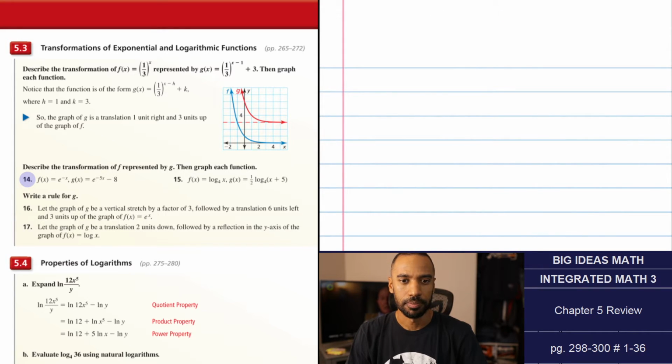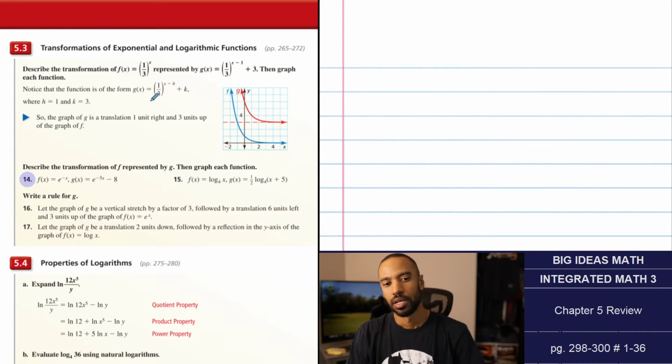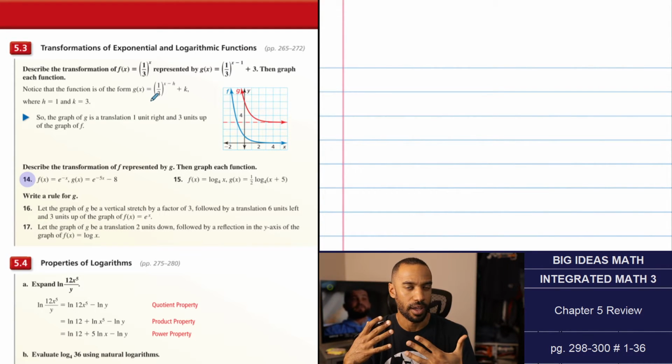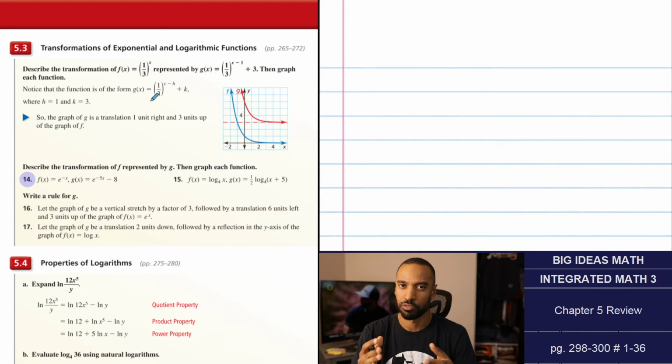Let's start with their example, where they say describe the transformation of f of x equals 1/3 to the x power given by g of x equals 1/3 to the x minus 1 power plus 3. Then graph each function. So we're going to do a couple graphs on 14 and 15. Keep in mind this example is pertinent to that. Now, this is where I'm going to, again, be faster with the actual function of the graph in just a tableless manner. It doesn't matter if it's log or exponential functions, but the transformations will be had as well.